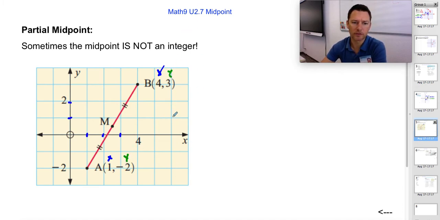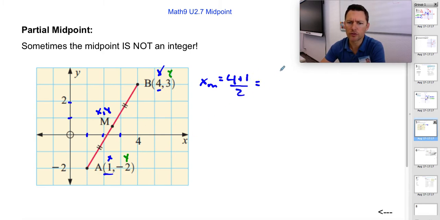And what you can do is say, okay, the median x point, this has an x and a y also. The median x value is the average of these two, which is 5/2, right? You can leave 5/2. It's simplified. You can't simplify it anymore. If you like that, you can turn it into 2 and 1/2, and that looks to be about right.